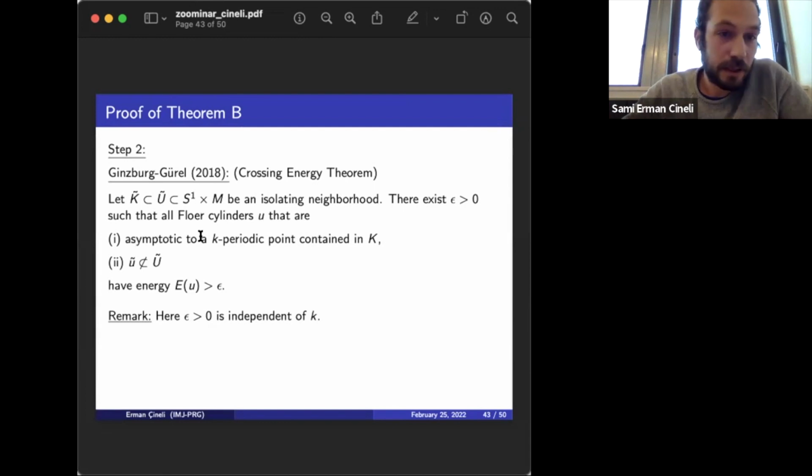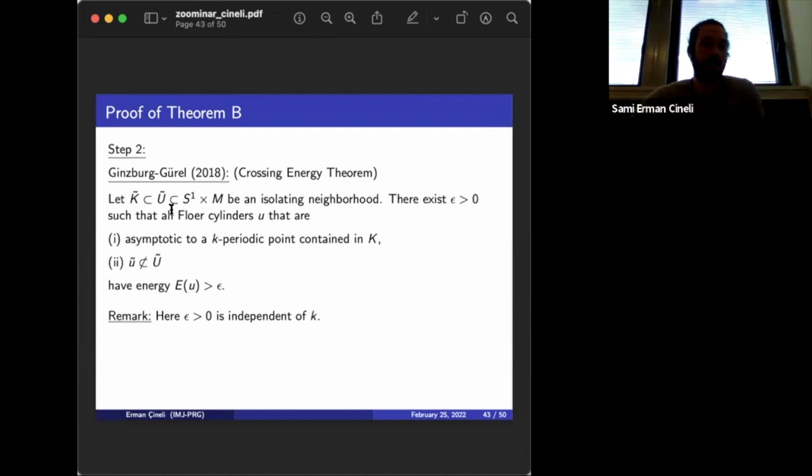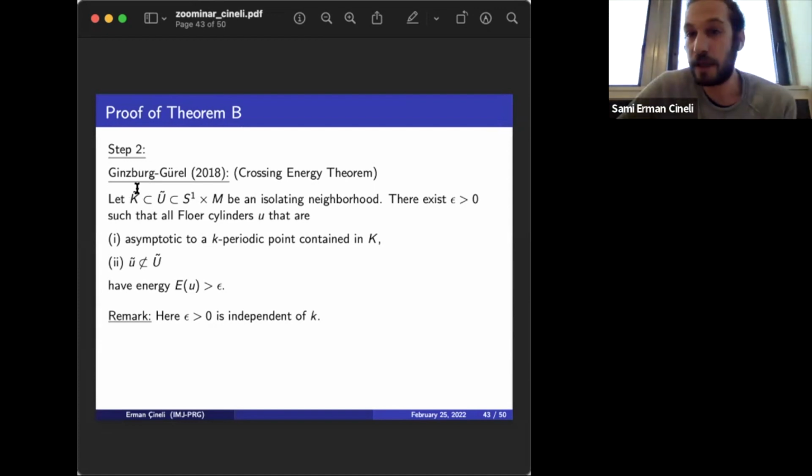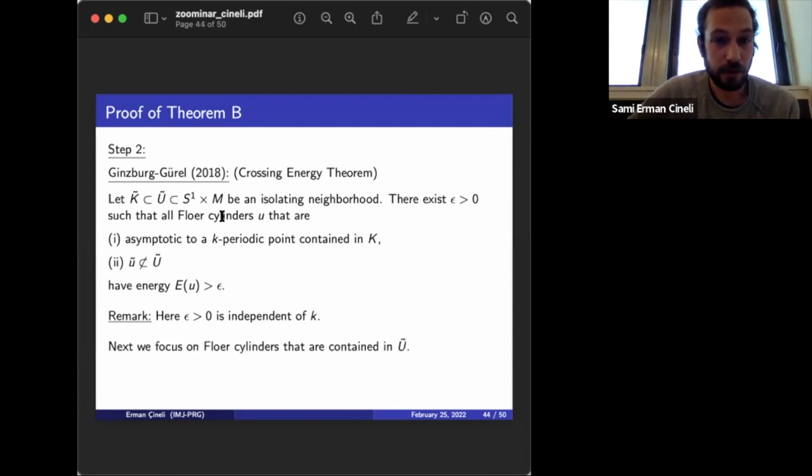Let me also say this: here, hyperbolicity does not play any role. It's enough to have that the compact invariant set is isolated. Now, this theorem handles cylinders that are not contained in U tilde. Next, we focus on cylinders that are contained in U tilde.